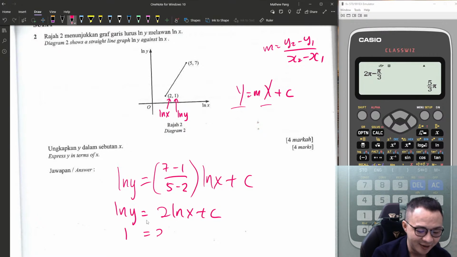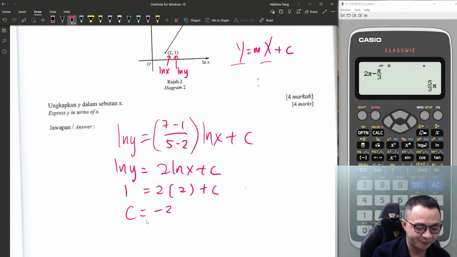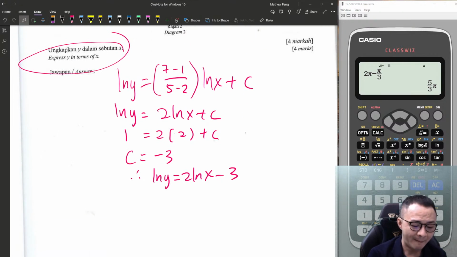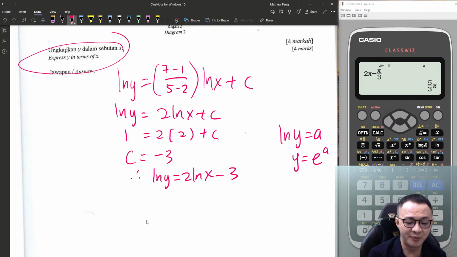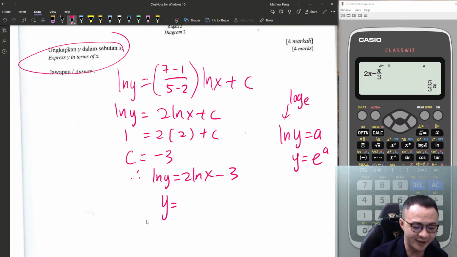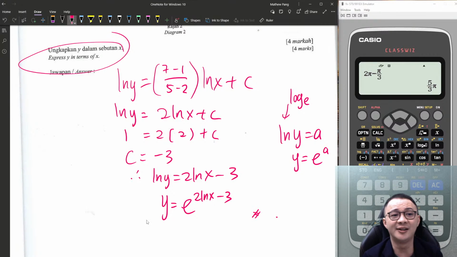ln y is 1, and ln x is 2, plus c. Then c is negative 3. Then ln y equals 2 ln x minus 3. But the question asks me to do y in terms of x. That means I want to make y the subject. So you should know when ln y equals a, y will equal the exponent of a, isn't it? Because ln basically is log base e. So you move to the other side, you get e to the power of a. By understanding this logic, y is equal to e to the power of 2 ln x minus 3. Done. y in terms of x.